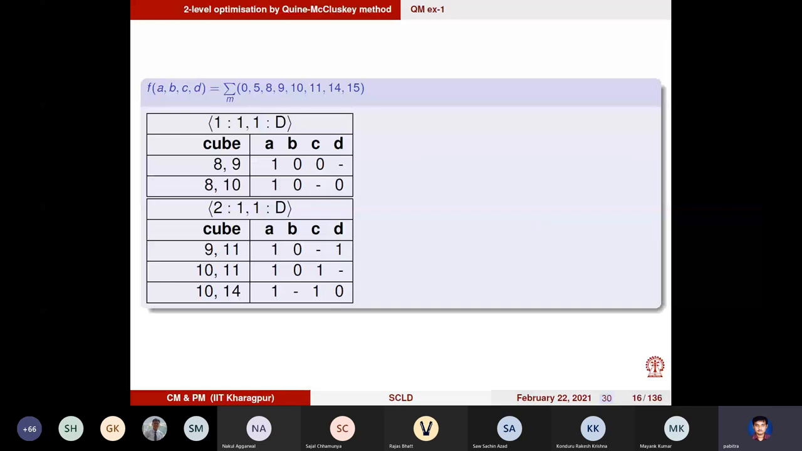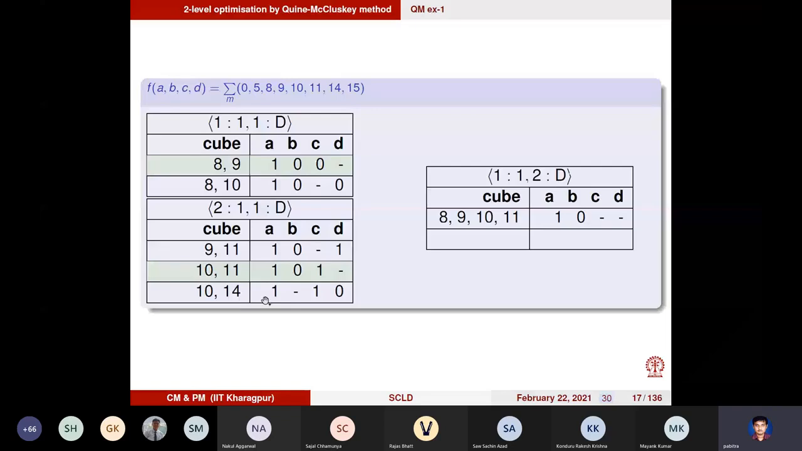Okay, and similarly I have 8, 10, and then I'll compare this with 2 1s and 1 dash, which is 9, 11, 10, 11, 10, 14. I compare them. I see 8, 9, 10 and 11. It is a 4-sided cube in the Karnaugh map. I can combine them. I get A B as 1 and 0, and C and D are dropped. They are dash.